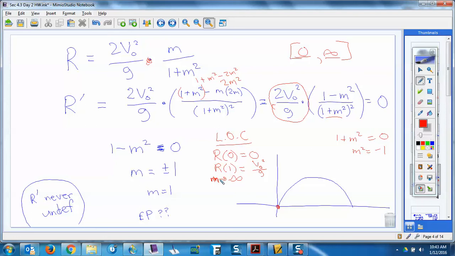Zero. The bottom's bigger. High powers dominate. So as m gets really big, this is the bottom, this is going to go to zero. That times that whole thing is going to zero. So what's my max? Which we kind of knew was going to be, which one? R of 1. Yeah, so we should kick the ball at what angle?